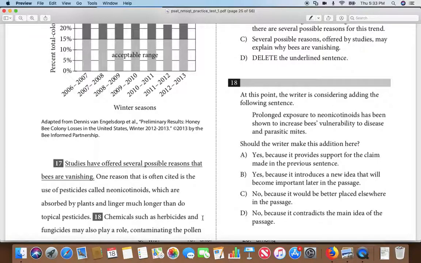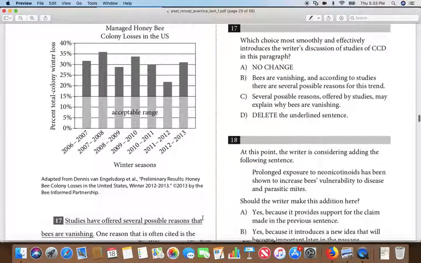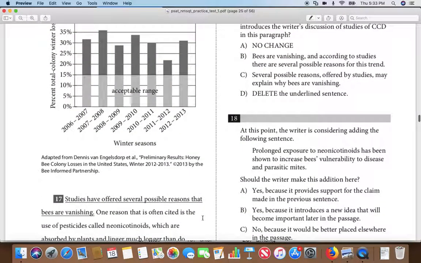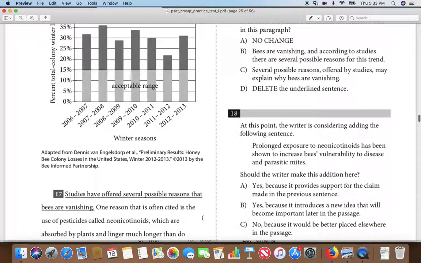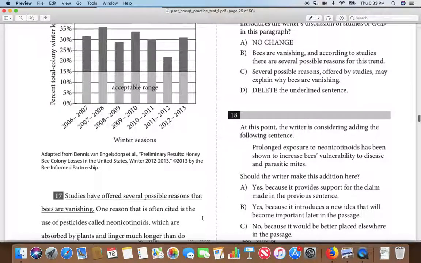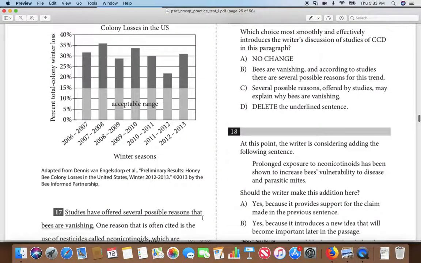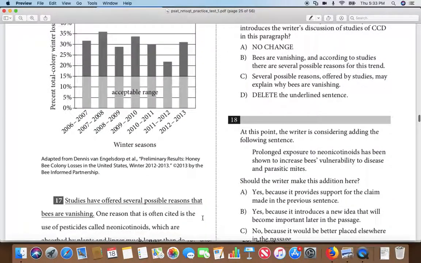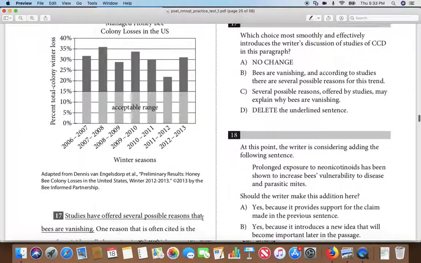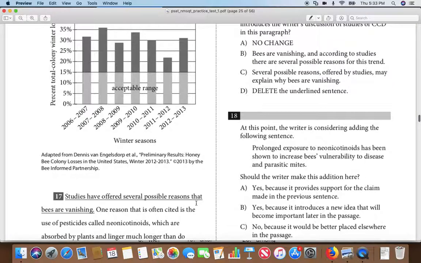Studies have offered several possible reasons that bees are vanishing. Is it effective? Yes, I think it's effective. I don't think there's any question about that. Let's hold on to it, because let's compare it to the other answer choices, right? Because we've got to find the smoothest and most effective. It's not perfect by any stretch, but we've got to find the best answer choice. Let's compare it to answer choice B.